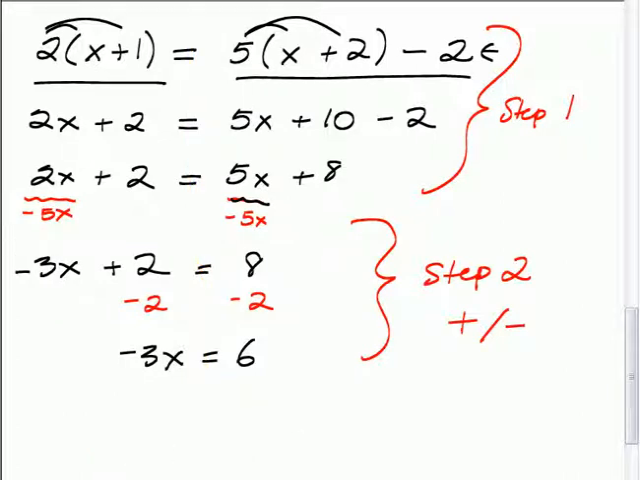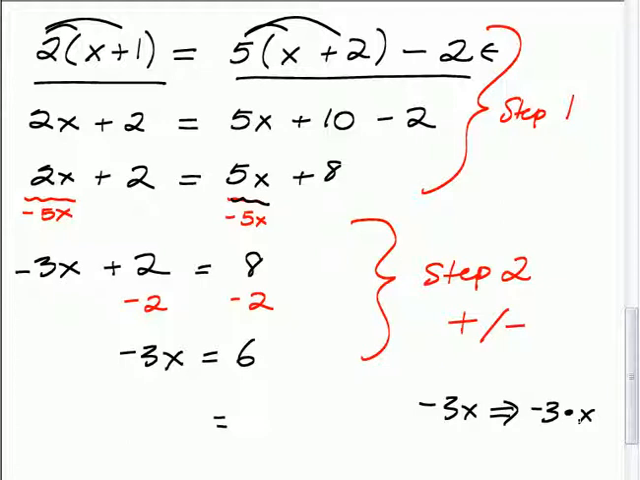Now we're almost there. We've got all of the variable terms on the left and all the constant terms on the right, but we still have something in the way. We've got that negative 3x. So what does it mean when you have a negative 3x? Negative 3x means negative 3 times x.